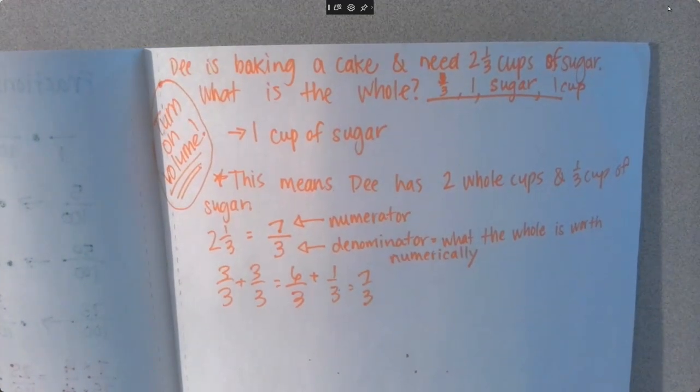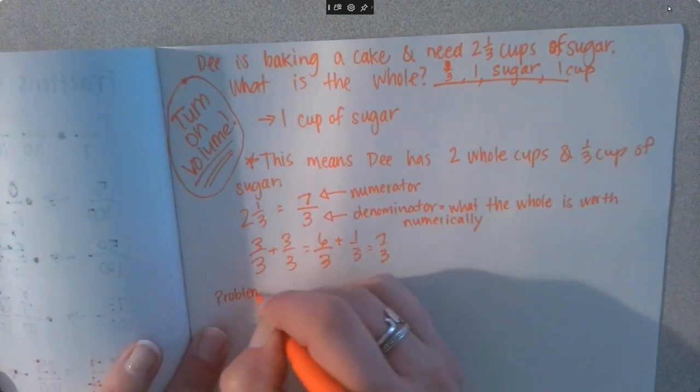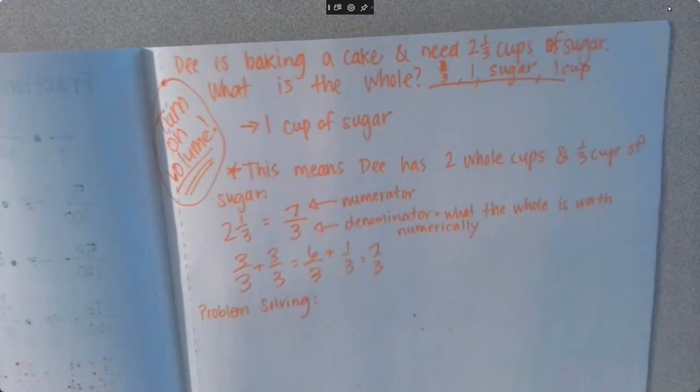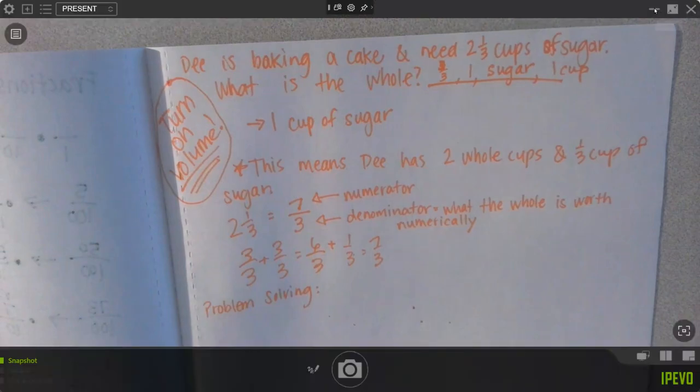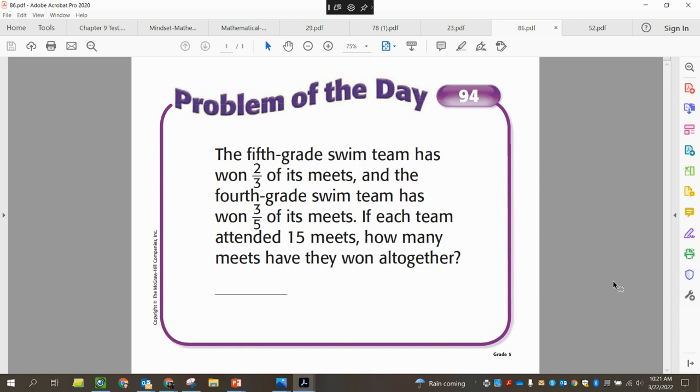All right, I'm going to switch the screen and give you a problem. I want you to do your problem solving right here below the notes. So I'm going to switch screens, and in your book, you're going to answer this story problem underneath today's notes. Problem of the day. The 5th grade swim team has won 2/3 of its meets, and the 4th grade swim team has won 3/5 of its meets. If each team attended 15 meets, how many meets have they won altogether?